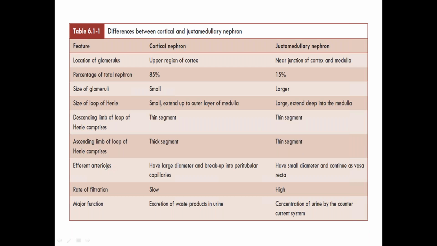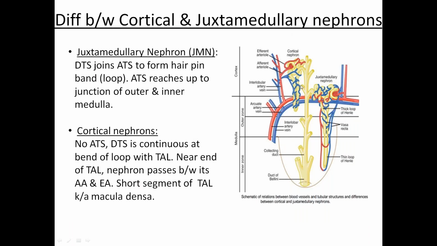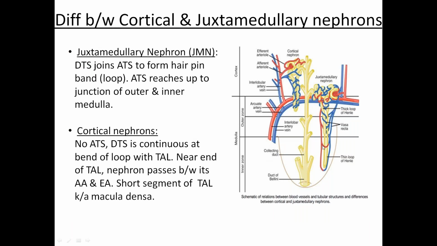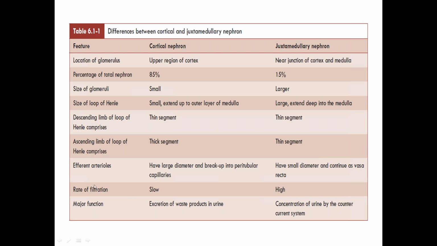Then the efferent arterioles here have a large diameter and break into the peritubular capillaries. I showed you here, this network of capillaries is the peritubular capillaries in cortical nephrons. But the efferent arterioles in juxtamedullary nephrons have a smaller diameter and continue as vasa recta here, moving parallel with the loop of Henle. Then the rate of filtration of cortical nephrons is slow, whereas that of the juxtamedullary nephrons is faster, a higher rate.